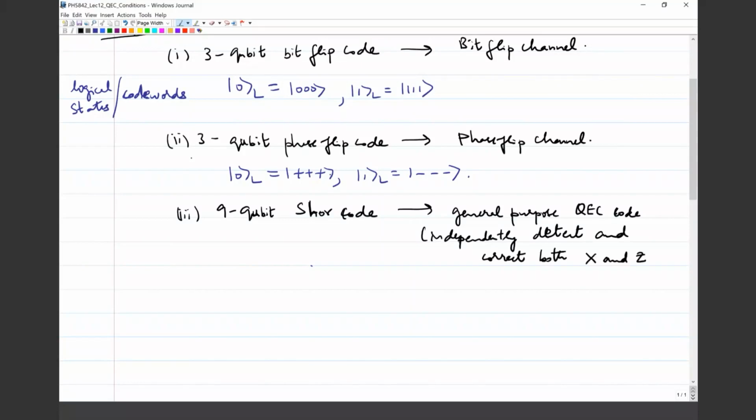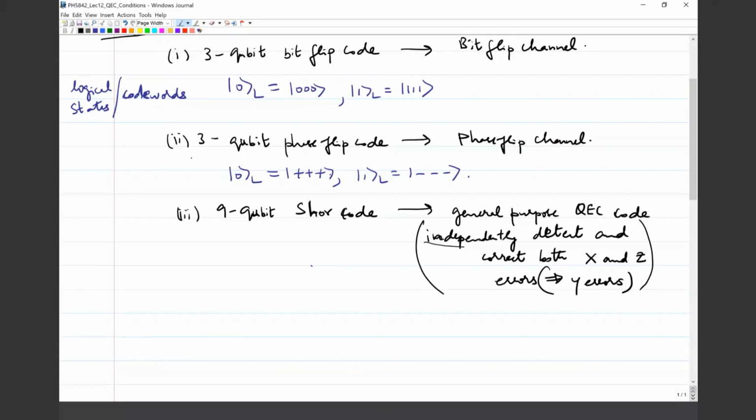And then by extension, it can also correct Y errors, because Y is simply the product of X and Z up to an overall phase. So the fact that it can detect and correct X and Z then means that it can also detect and correct a Y, because the important part is that it can independently detect and correct.